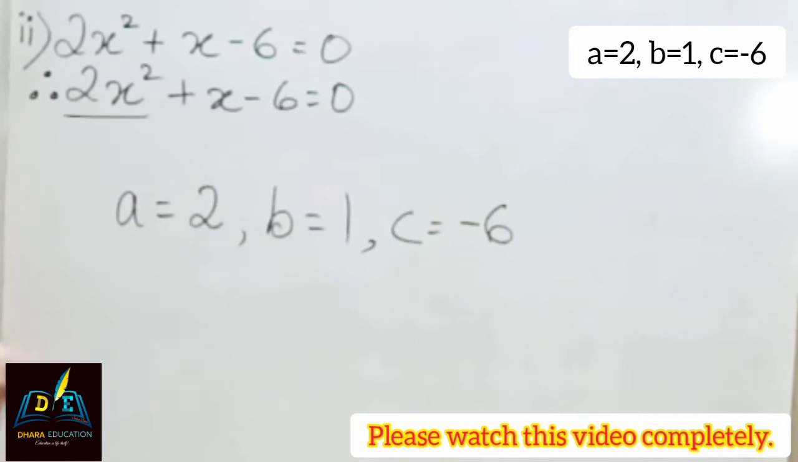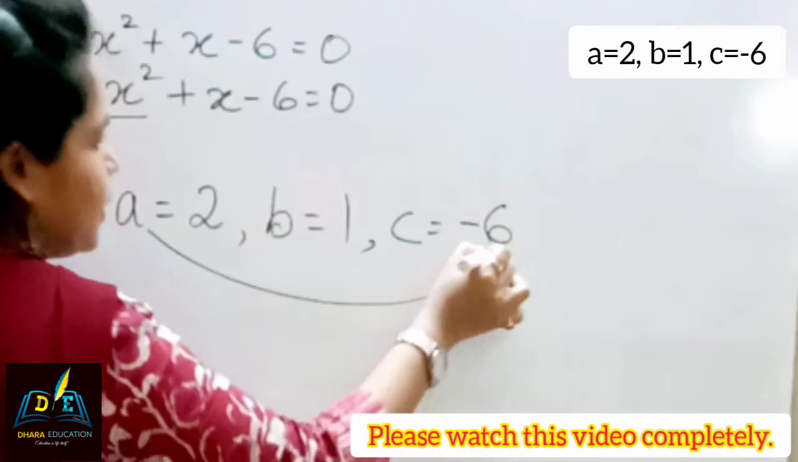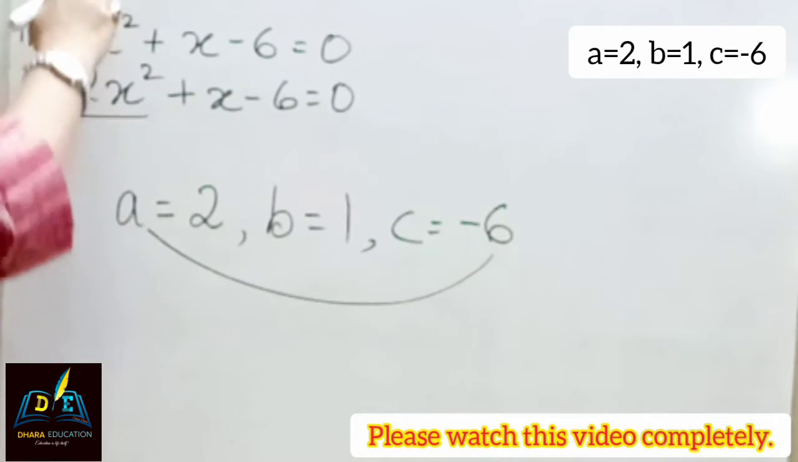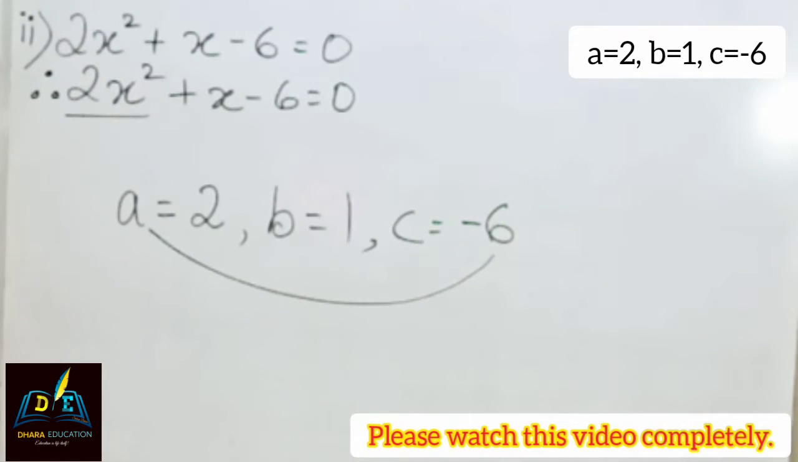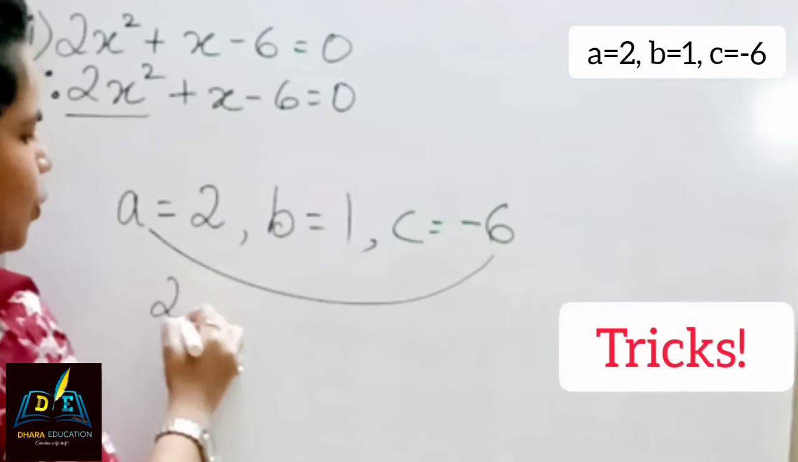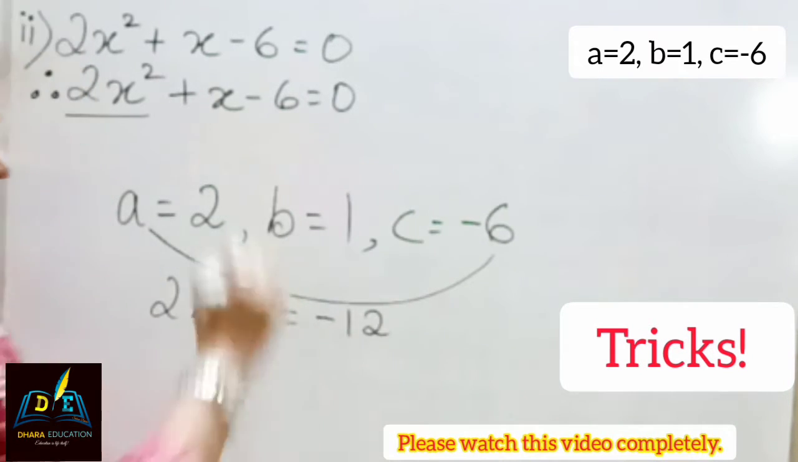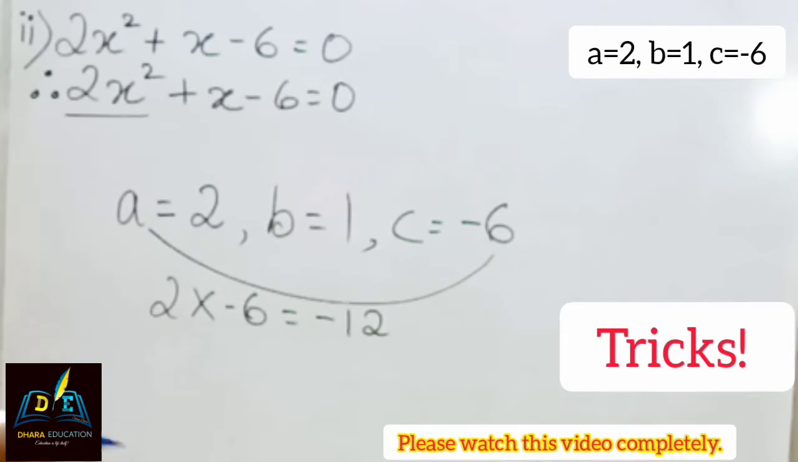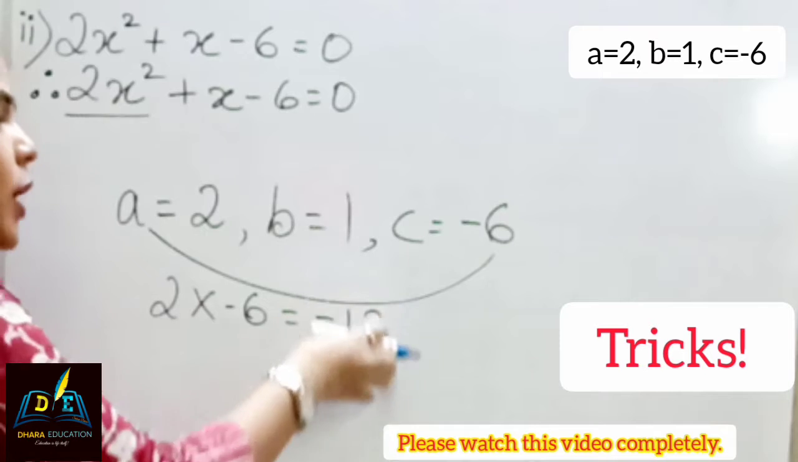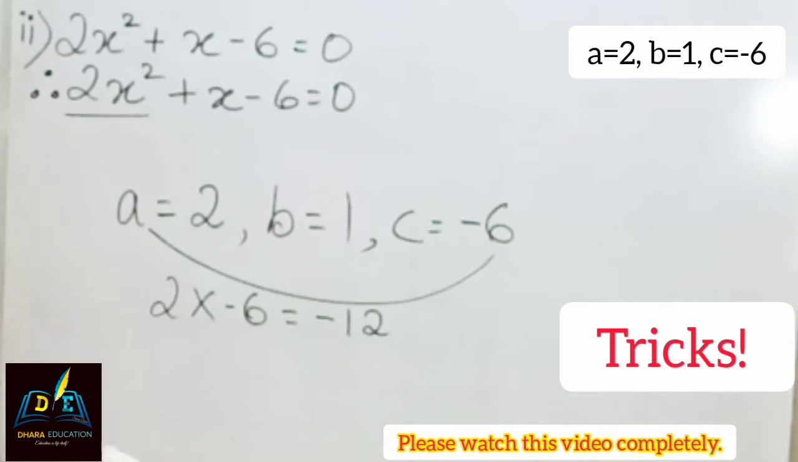So what we need to do is multiply a with c, that is the first term with the third term, correct? So 2 multiplied by minus 6 gives you minus 12. So now students, here you need to be very careful about the conditions to be used, or you can say the possibilities for minus 12.